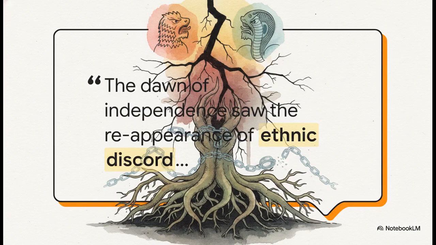Our source material actually sums this up with a really poignant and, frankly, tragic observation. It says, the dawn of independence saw the reappearance of ethnic discord which the historical roots had created. It's like a pressure cooker. The colonial era, with its iron grip and divide-and-rule tactics, had merely kept these ancient, deep-seated historical roots temporarily in check. The very moment that pressure was released at independence, the historical fault lines completely ruptured.